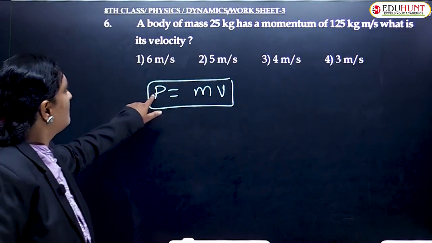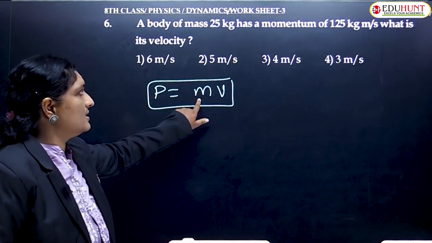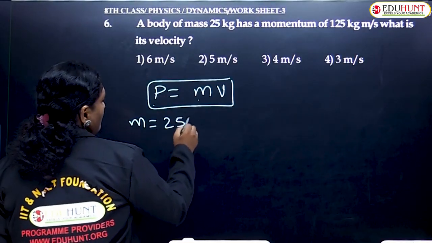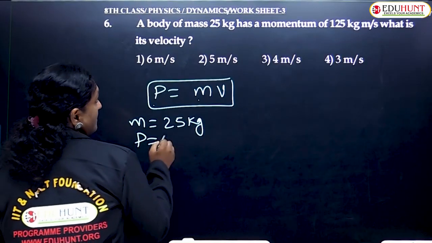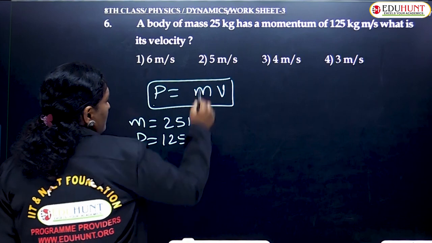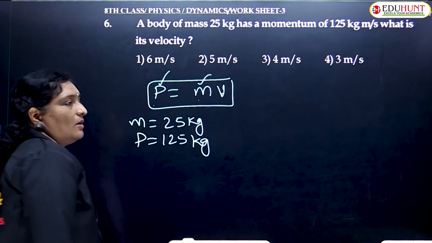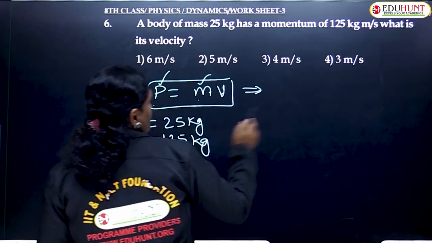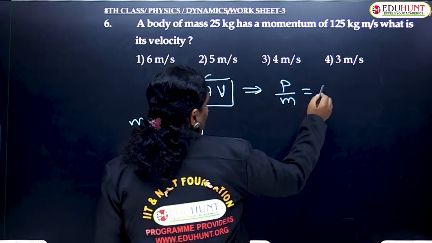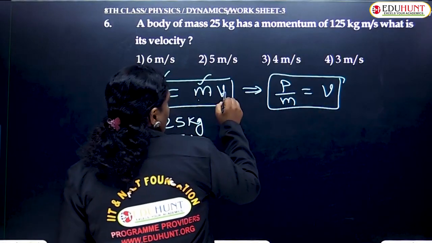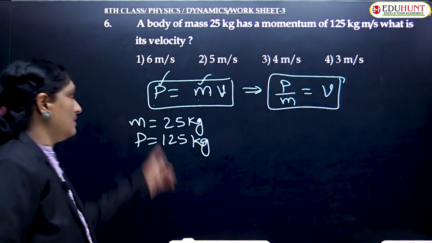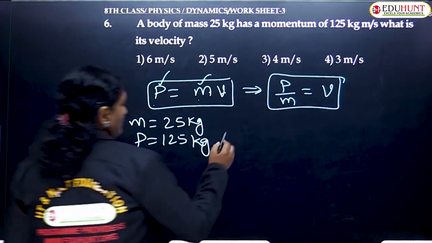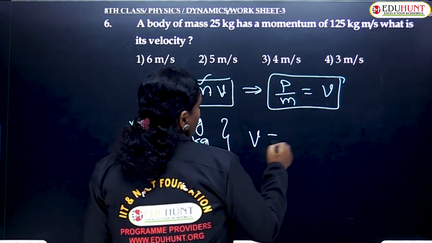What is given? Body of mass is given as 25 kg, momentum is given as 125 kg meter per second. Given condition, mass is equal to 25 kg and momentum P is equal to 125 kg meter per second. This is known, this is known. What are you asked to find out? Velocity. So in order to find the velocity, we bring the mass to the other side. Then P by M will be equal to V. To find the velocity, bring the mass to the other side, then that will go to the denominator. So V is equal to P by M. So after substituting, V can be written as this.